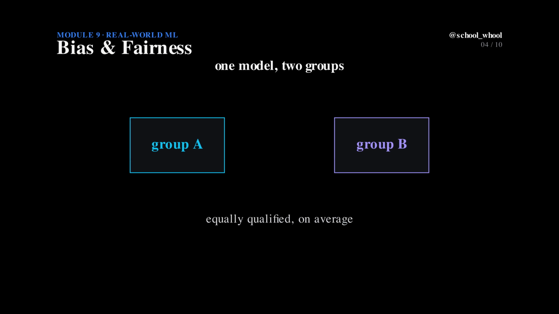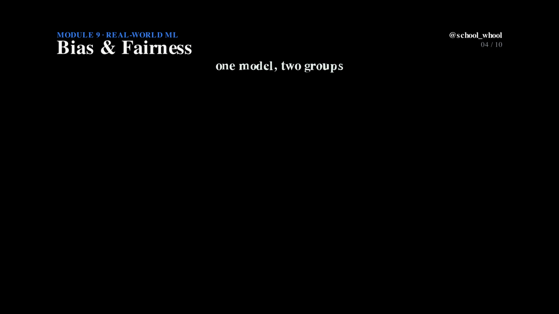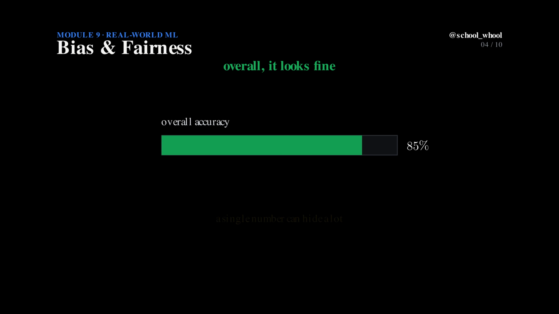The model serves two groups of applicants. We'll call them Group A and Group B. And here's the key fact: on average, the two groups are equally qualified. The same share can genuinely repay. First, the headline number. Overall accuracy is 85%. On that single number, nothing looks wrong at all, but an average can quietly hide a lot.